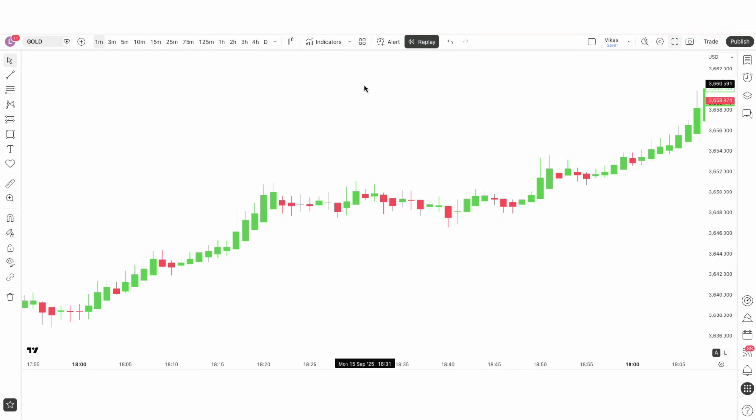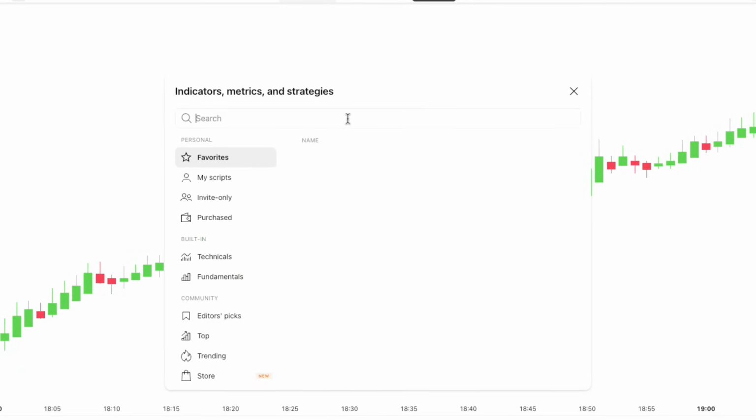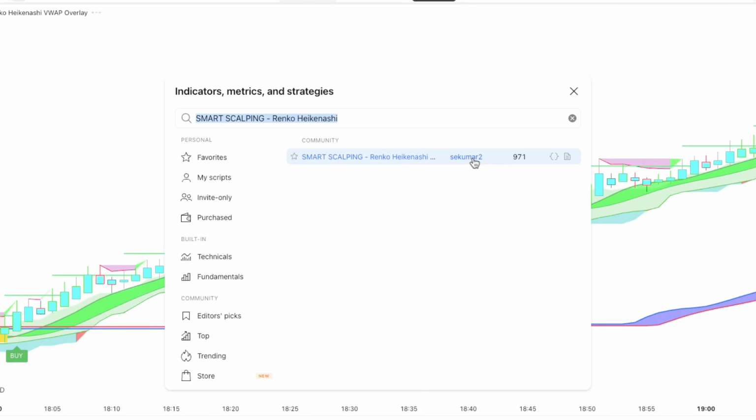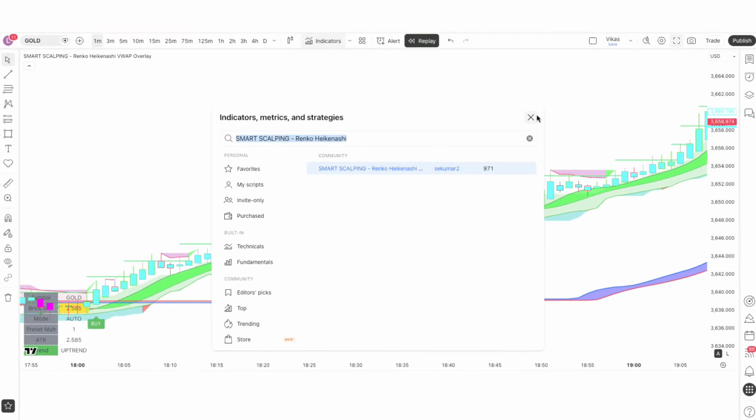And don't sweat the time frame either. Next, you'll want to find those magic indicators. Head over to the Indicators tab and search for the Smart Scalping Renko Heikin-Ashi. Select the indicator made by Sekumar 2 and add it to the chart.